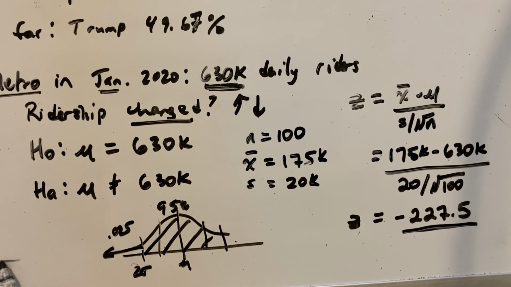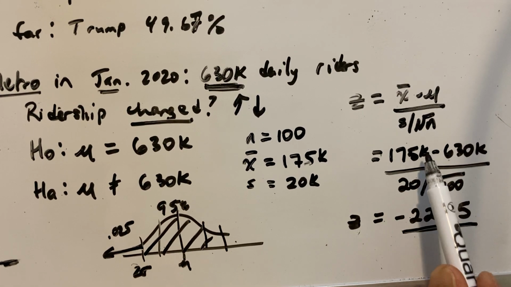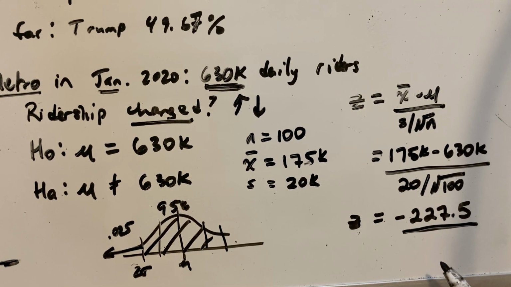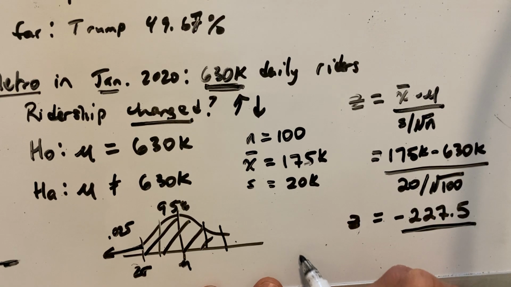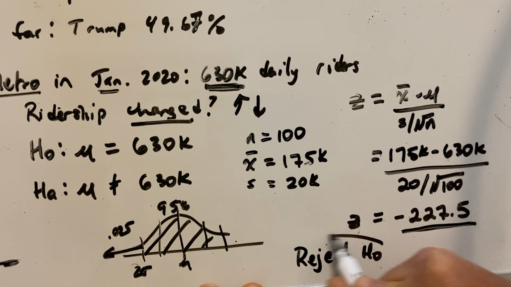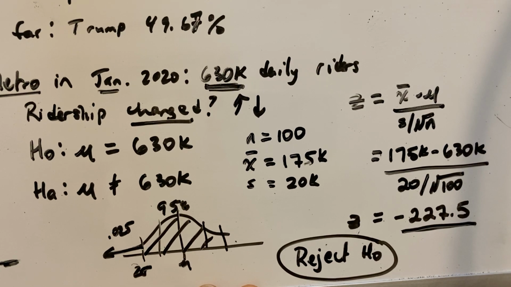So the area in that tail is going to be super tiny, and that means that the probability of seeing this observation from a distribution with a mean of 630,000 is extremely small. And if we calculate that, that's called the p-value. In this case, the p-value is going to come out to be pretty darn close to 0. So the conclusion that we would draw is that we reject the null, and we conclude that the ridership has changed.